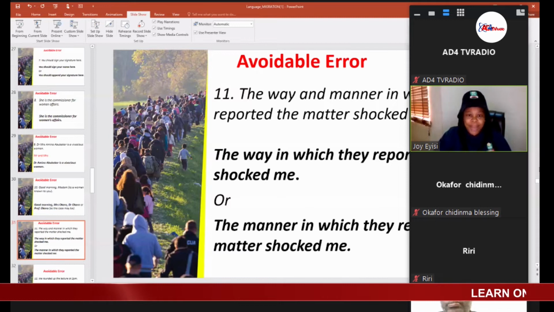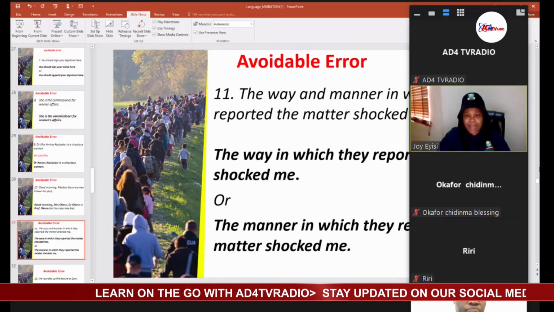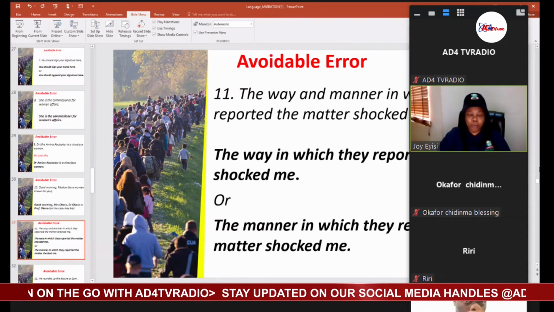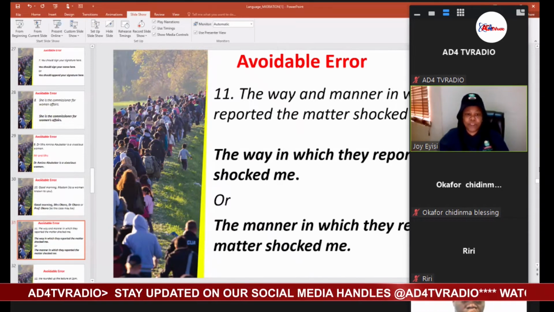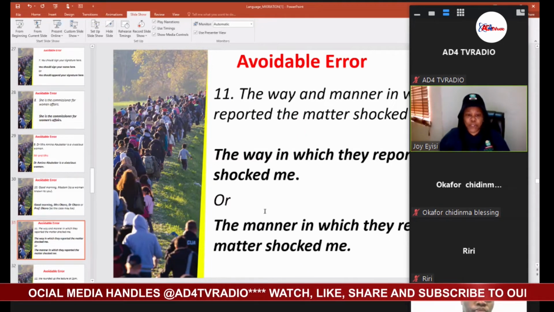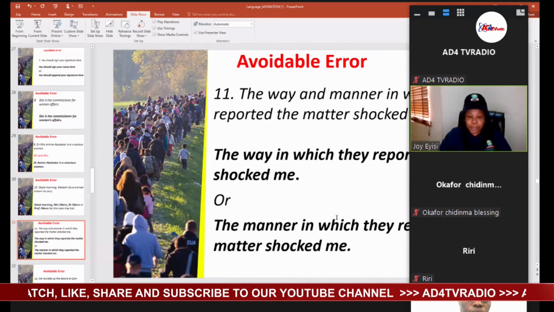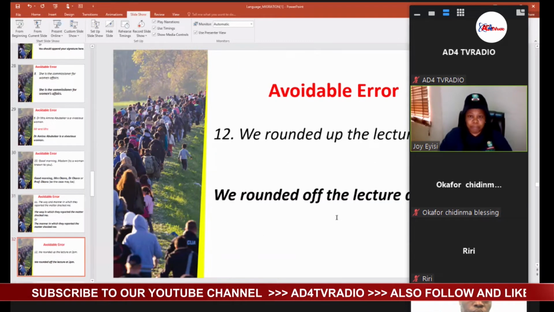Avoidable error number 11, the way and manner in which they reported the matter shocked me. This is a problem of tautology. Way means the same thing as manner. Do not use the same in one sentence. The right thing to say is, the way in which they reported the matter shocked me, or the manner in which they reported the matter shocked me.